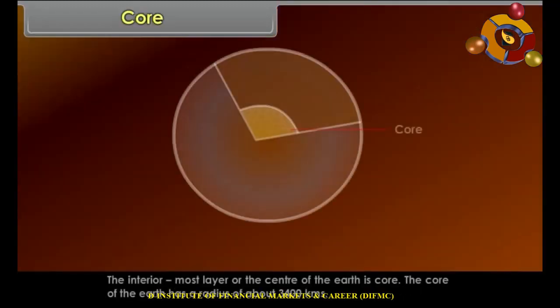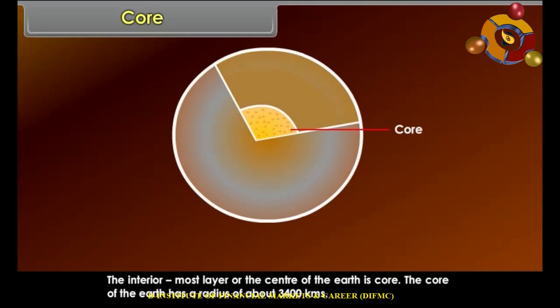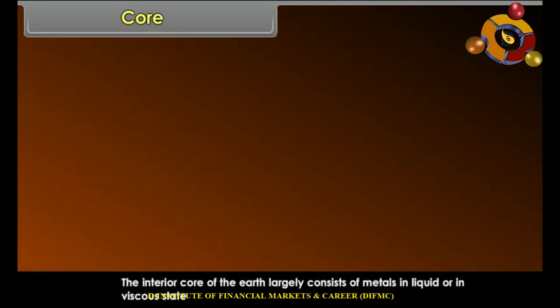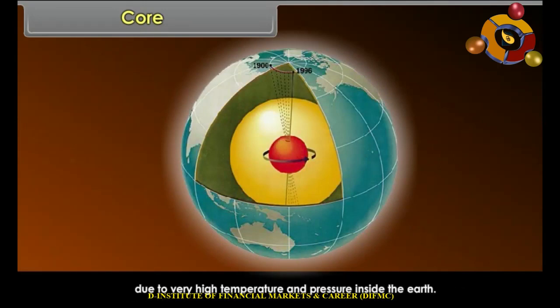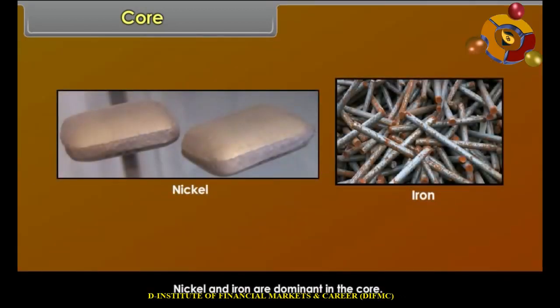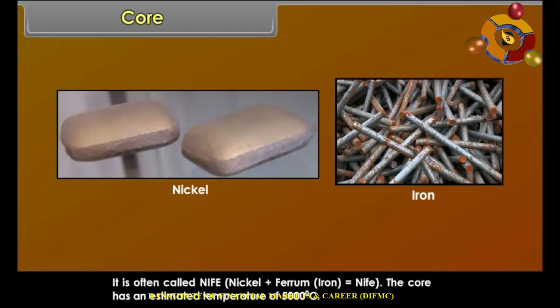Core. The interiormost layer or the center of the Earth is core. The core of the Earth has a radius of about 3,400 kilometers. The interior core of the Earth largely consists of metals in liquid or in viscous state due to very high temperature and pressure inside the Earth. Nickel and iron are dominant in the core. It is often called NiFe, N-I-F-E. Nickel plus ferrum, that is iron, equals NiFe. The core has an estimated temperature of 5,000 degrees Celsius.